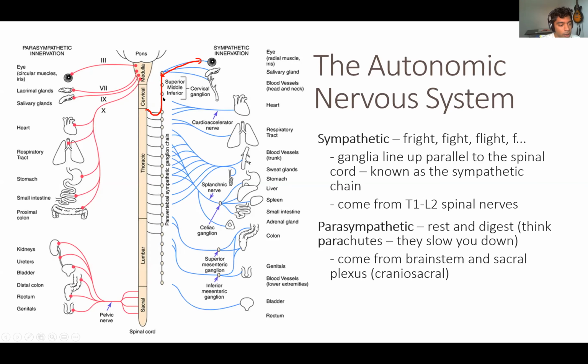And with your sympathetics, you'll notice that they don't move very far before they synapse, and then they move a long distance to the target organ. And that's kind of the opposite of your parasympathetics, which move a long way, then they synapse. They synapse very close to the target organ, and then the postsynaptic neuron will travel a short distance to the target organ. We also notice that the parasympathetics are craniosacral, so they'll come out of the medulla, brainstem, as well as the sacral portion of the spinal cord, whereas the sympathetics are from T1 to L2.